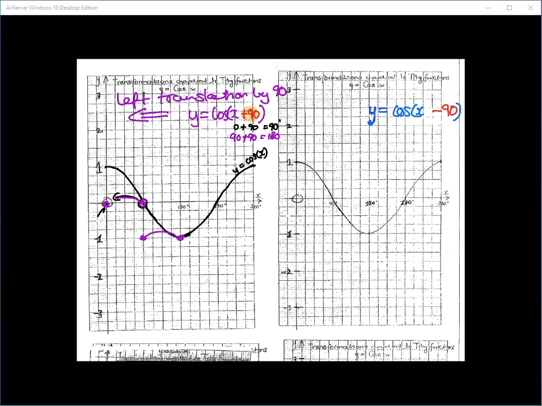We're grabbing every single point. So we've just done 2 points there. We're going to grab this point and move that back by 90, and this point and move that back by 90. Everything moves back by 90. So let's start doing that now, putting the new points in. One there, one there, one there, and one there.